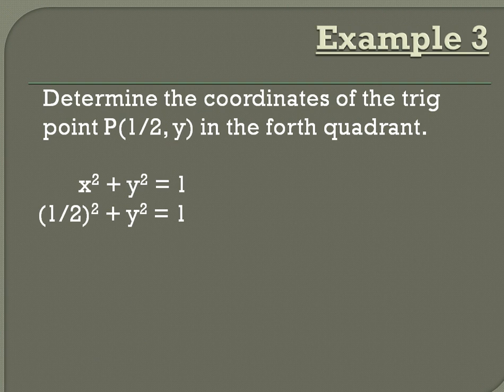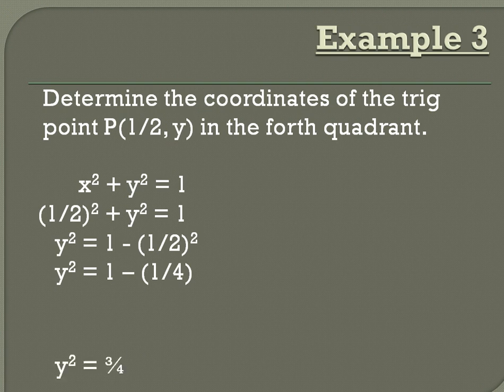So I bring over that half squared and I get y squared is equal to 1 minus half squared, and half squared is equivalent to 1 over 4. So y squared is equal to 1 minus a quarter, and we get y squared is equal to 3 quarters. Now to solve for my y, I need to take the square root on both sides, which results in the positive and negative root 3 over 2.